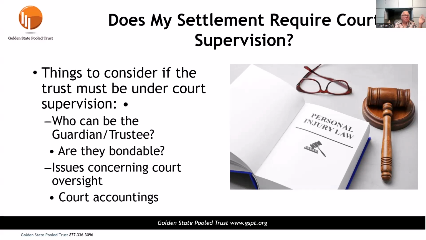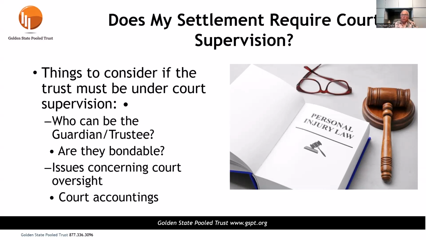So, things to consider if the trust must be under court supervision. Numero uno is who can be the trustee and how are they bondable. As the trustee of a pooled trust and an attorney that oversees a practice that does a lot of settlements and a lot of accountings, my prejudice is to use a professional trustee whenever you can. But what if the family wants to be the trustee? The very first thing you should do is run a bond application on them, because if they are not bondable, they are not going to be able to be the trustee, and that will be the end of that discussion.